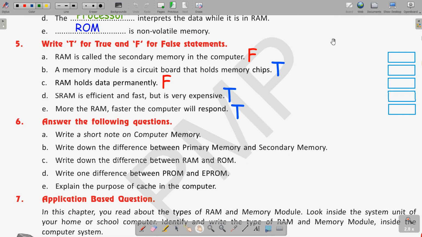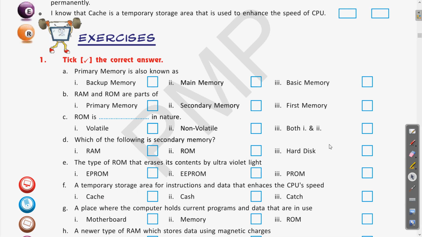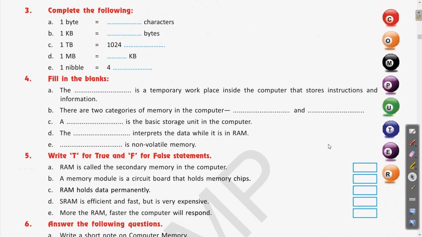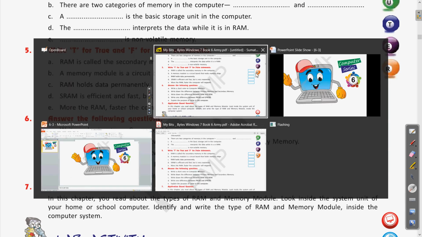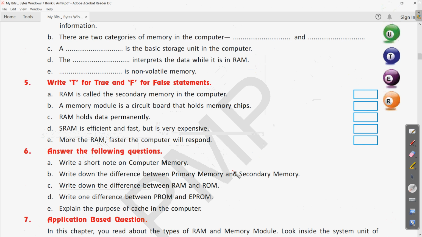Okay, so question number 6, let us start from question number 6. Question number 6 is answer the following questions. The first one is write a short note on computer memory, 6A. So we have to write a short note on computer memory. Let us start this question and find where the answer is. If you go to the initial part of the chapter on page 13, let us go to page 13.